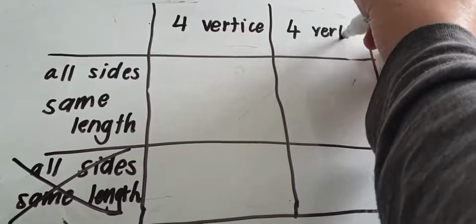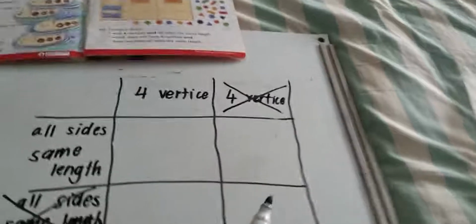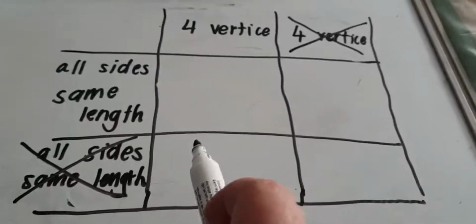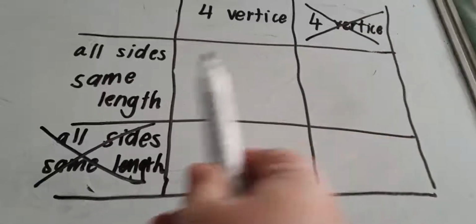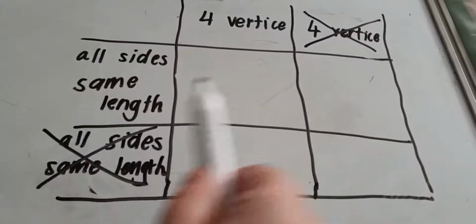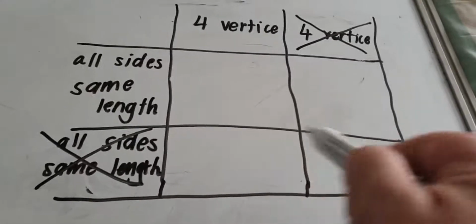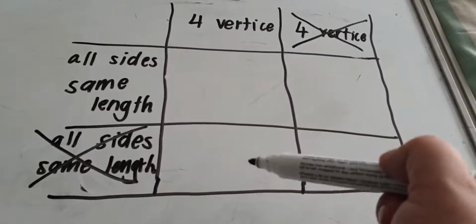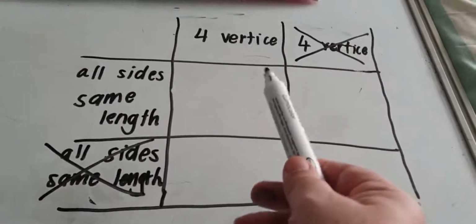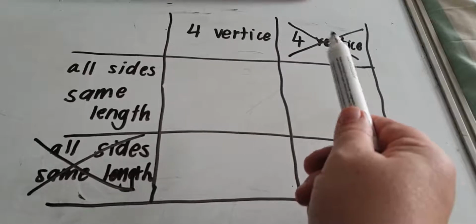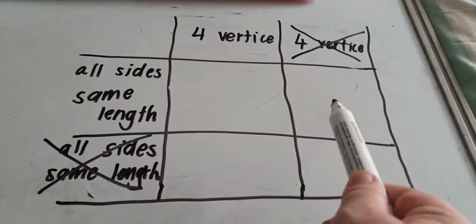4 vertices crossed out. So we've made this a little bit more complicated because not only have we got 2 columns, we're now having to deal with 2 rows. They go across the way. So in our table of information, we're going to organise some shapes using these titles, making sure that we look at the column title and the row title.